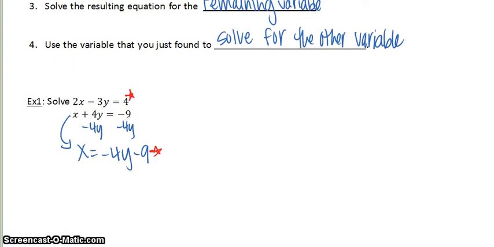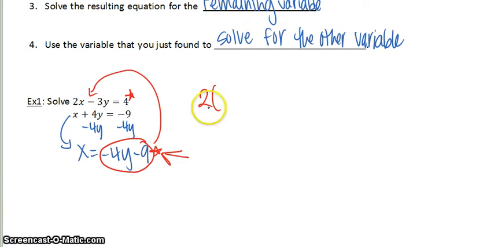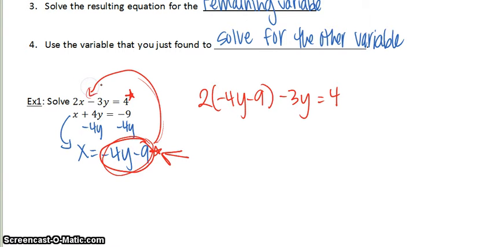So I'm substituting this x equals negative 4y minus 9 into my other equation. Basically, I said this part is what x equals, so I'm going to plug that in for my x. So I'm going to write 2 times, what does x equal? We told you that it's negative 4y minus 9, and then I'm going to do minus 3y equals 4. So I took this part from this equation and plugged it into the other one.